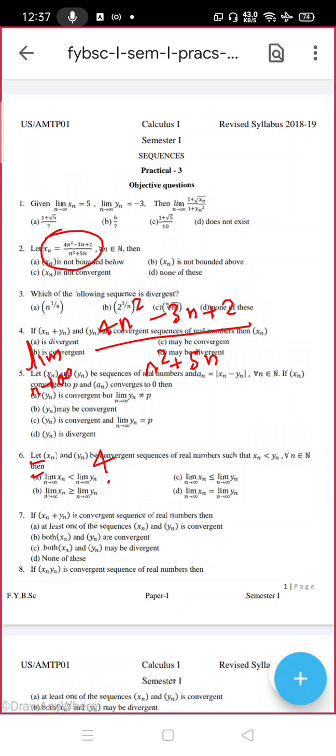The first theorem, after I gave the definition of convergence, then I proved that every convergent sequence is bounded. Do you remember that proof?